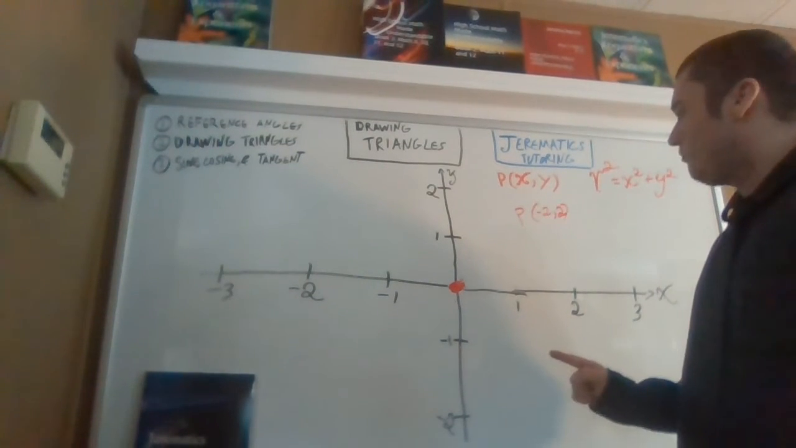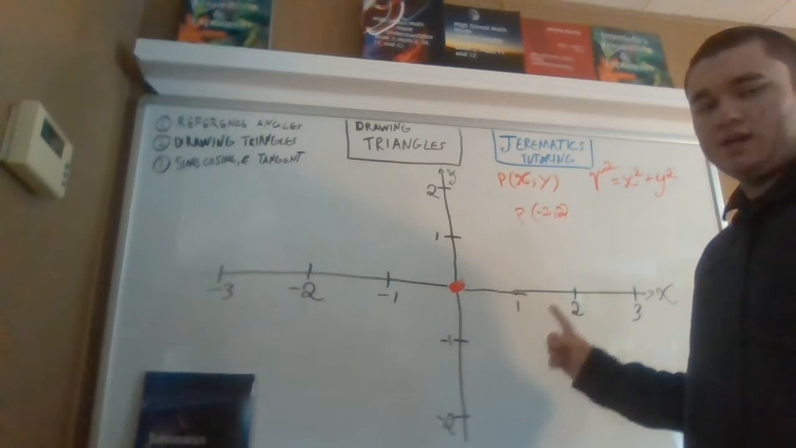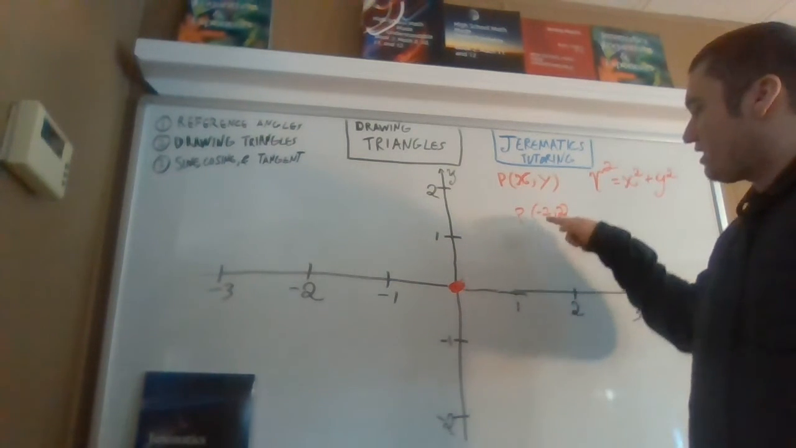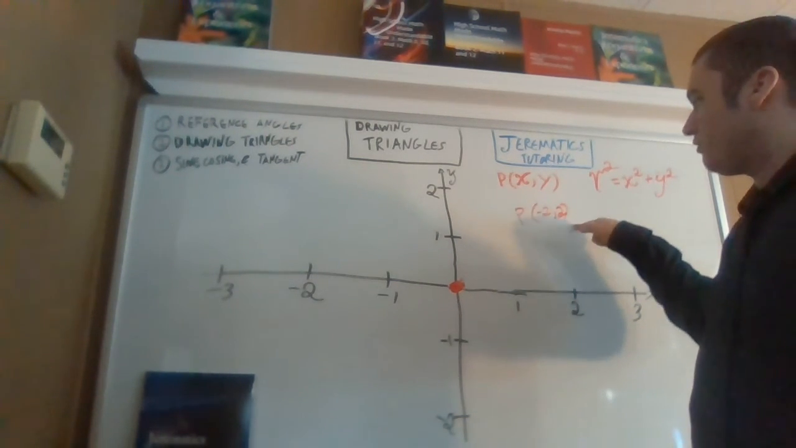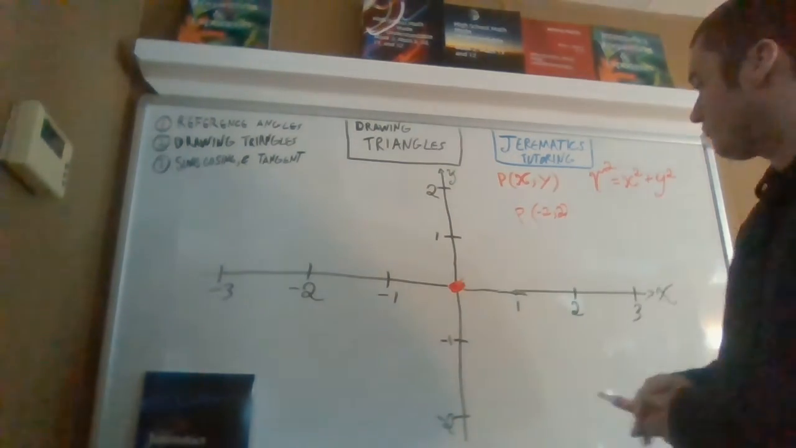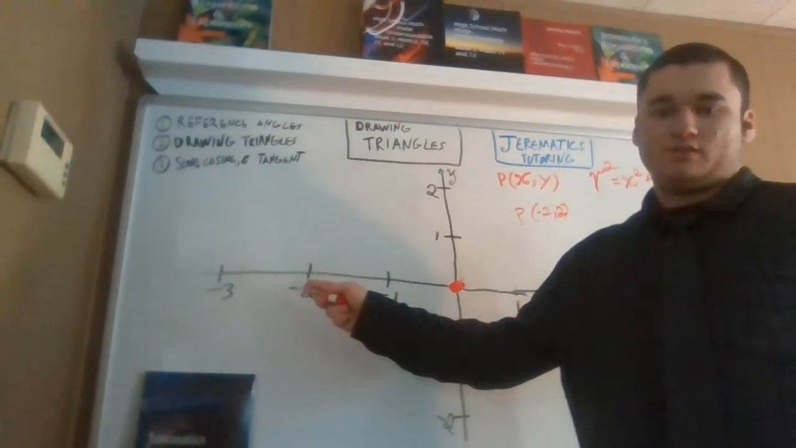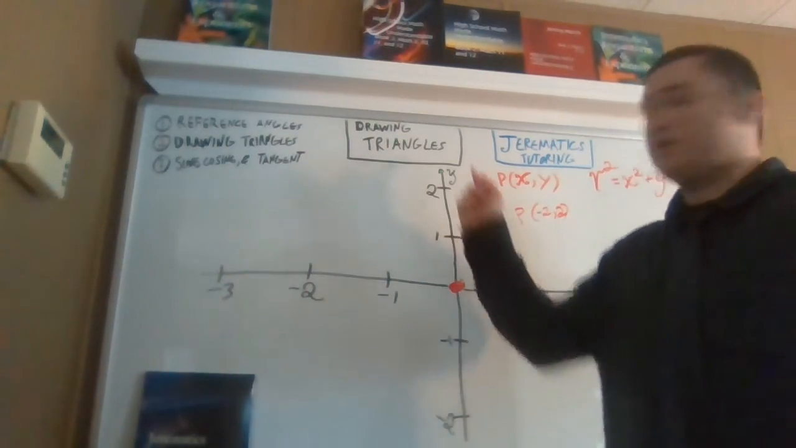Now for the next example, we will be looking at a triangle where its highest point lies at -2, 2. So this is an x-coordinate of -2 and a y-coordinate of +2. Which quadrant does this lie in? Well, it lies in quadrant 2, because here is where the x-axis is negative and the y-axis is positive.